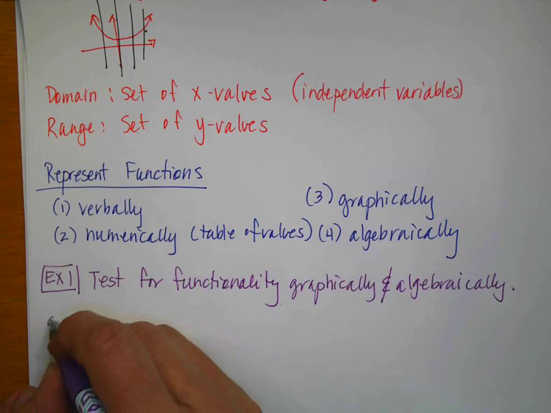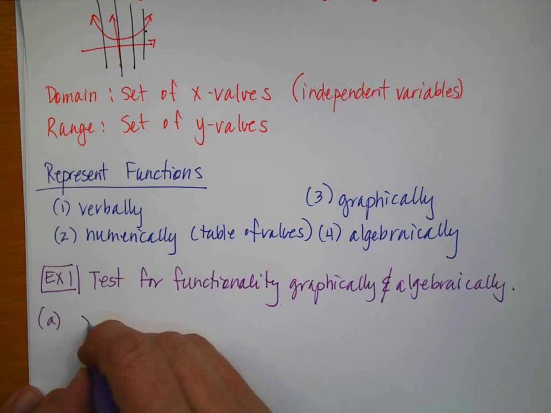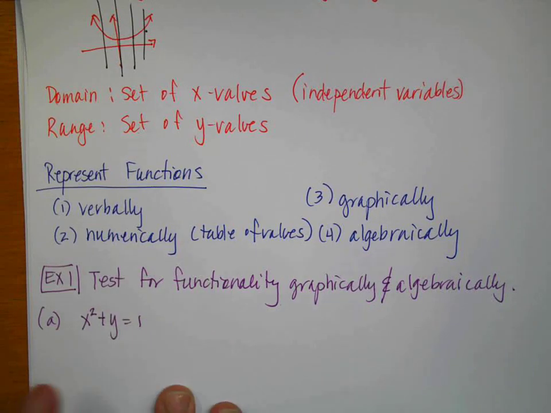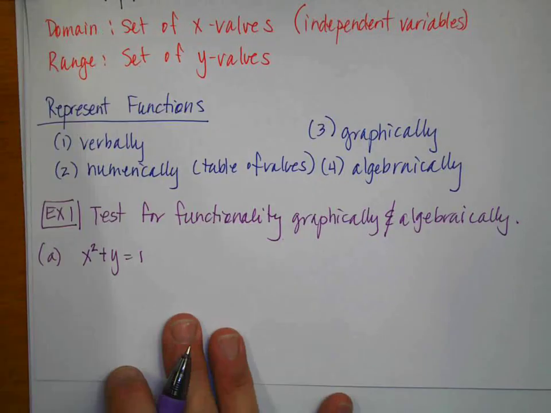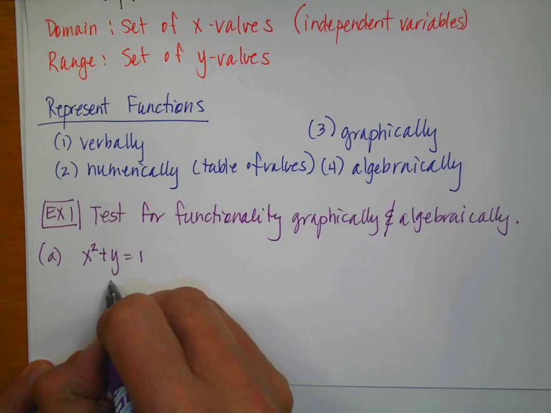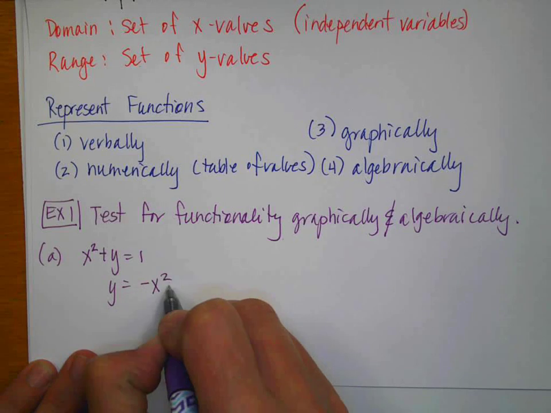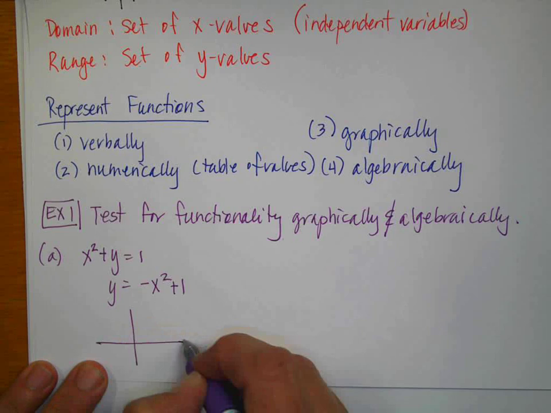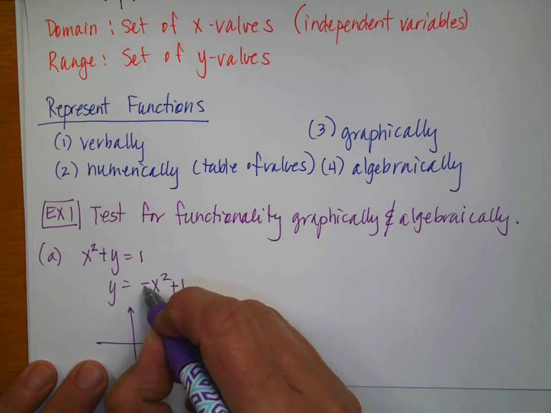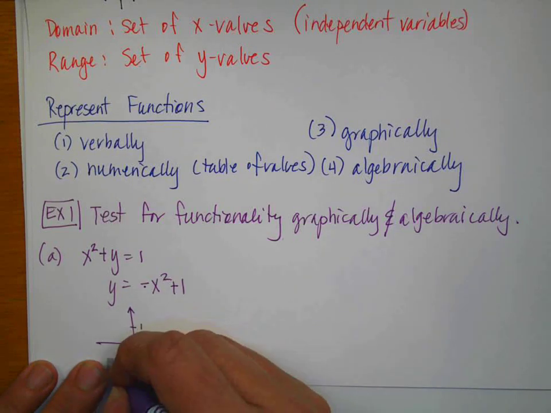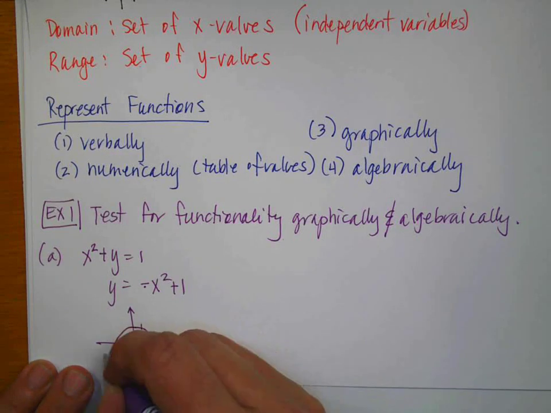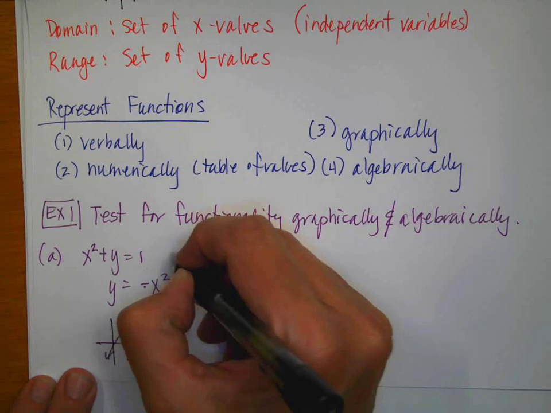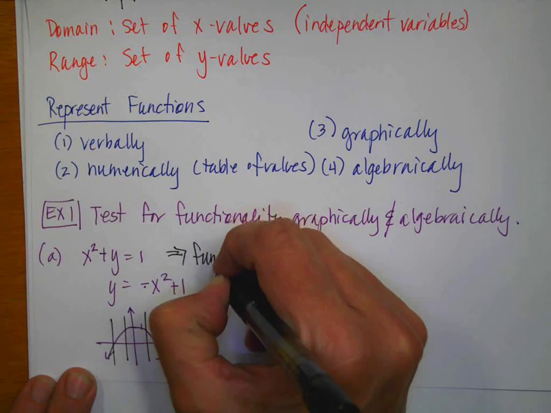All right, so our first part of that, we're going to have two different equations. It's going to be x squared plus y equals 1. It's not in the form that we like to see. We like to see our equations in terms of y, so I'm going to solve for y. This is negative x squared plus 1. Well, that's great, because now that tells me that this is just a cute little parabola turned upside down, and it has a y-intercept of 1, so it looks like that. So if I were to do the vertical line test, yes, this is a function. So I'm going to write function.